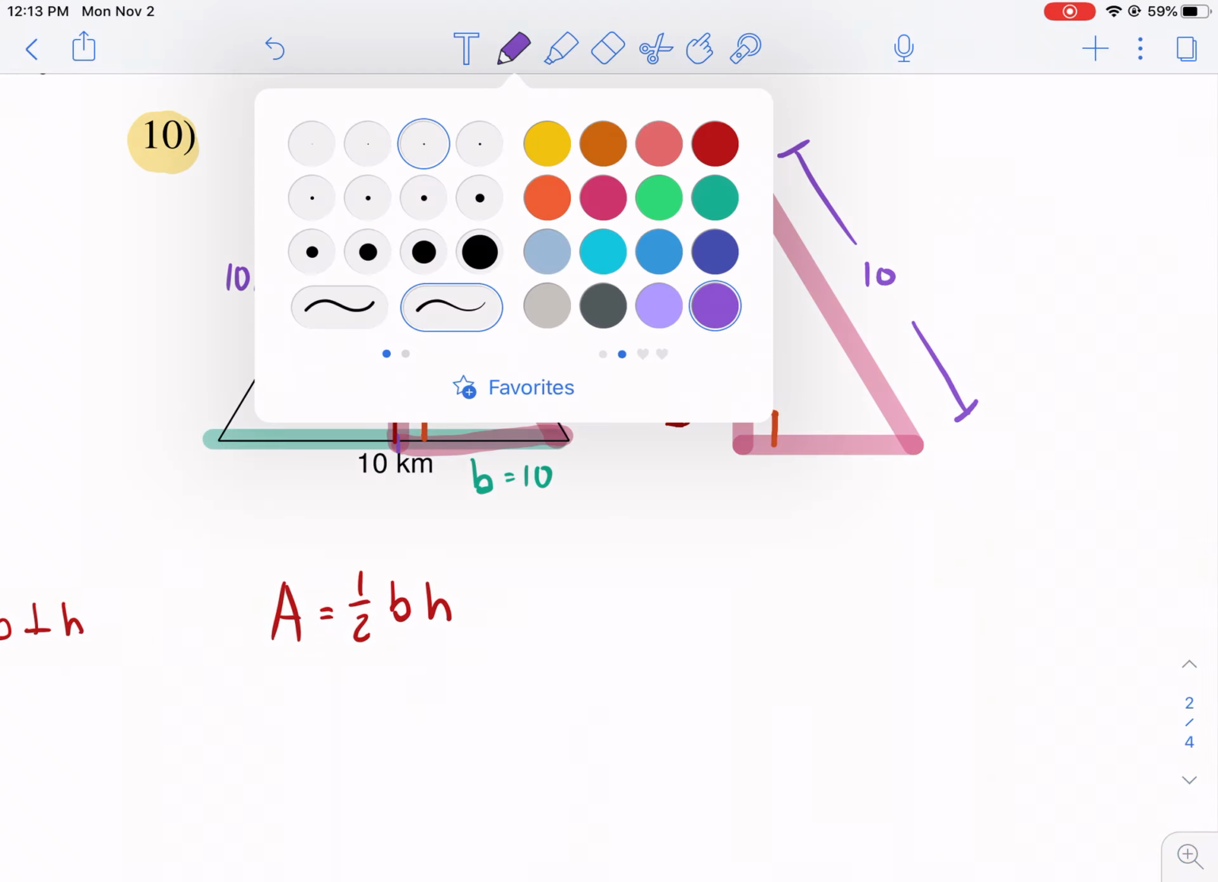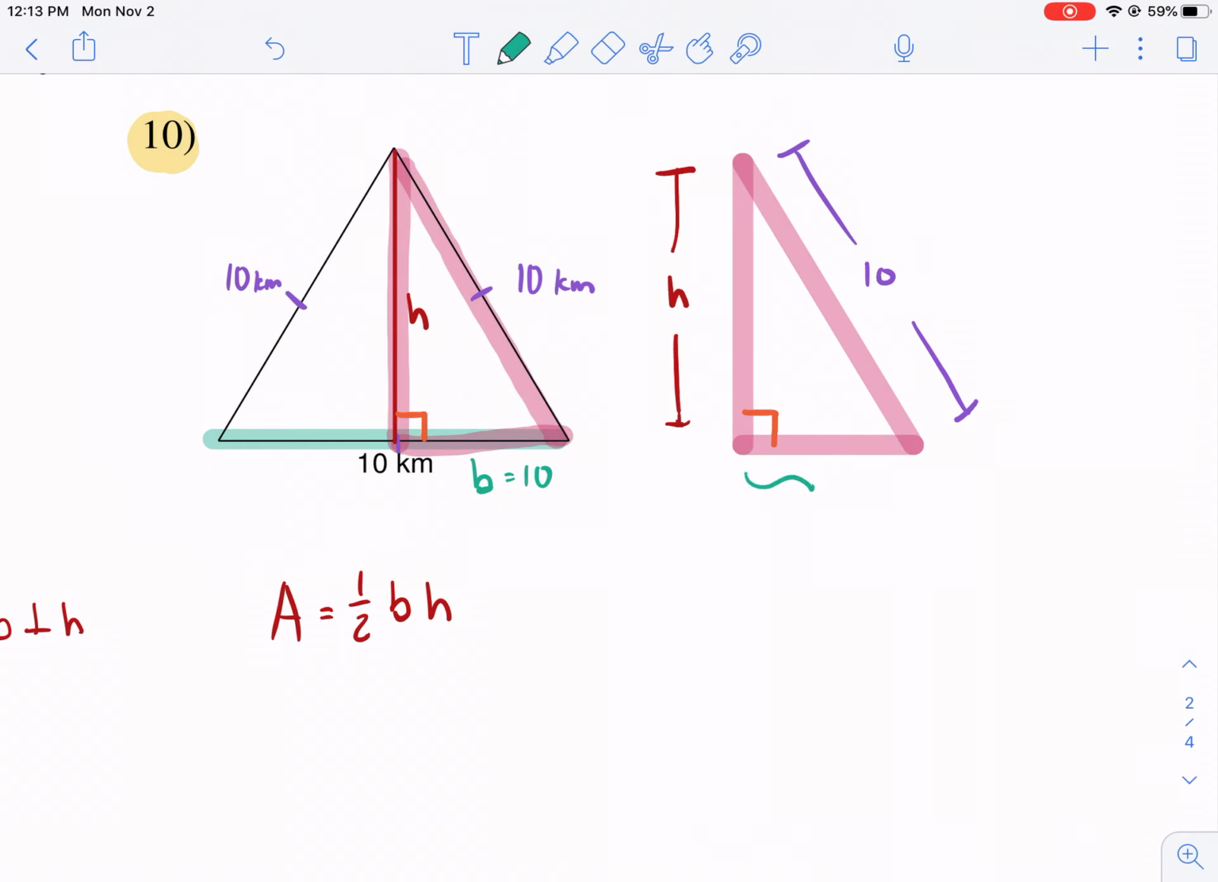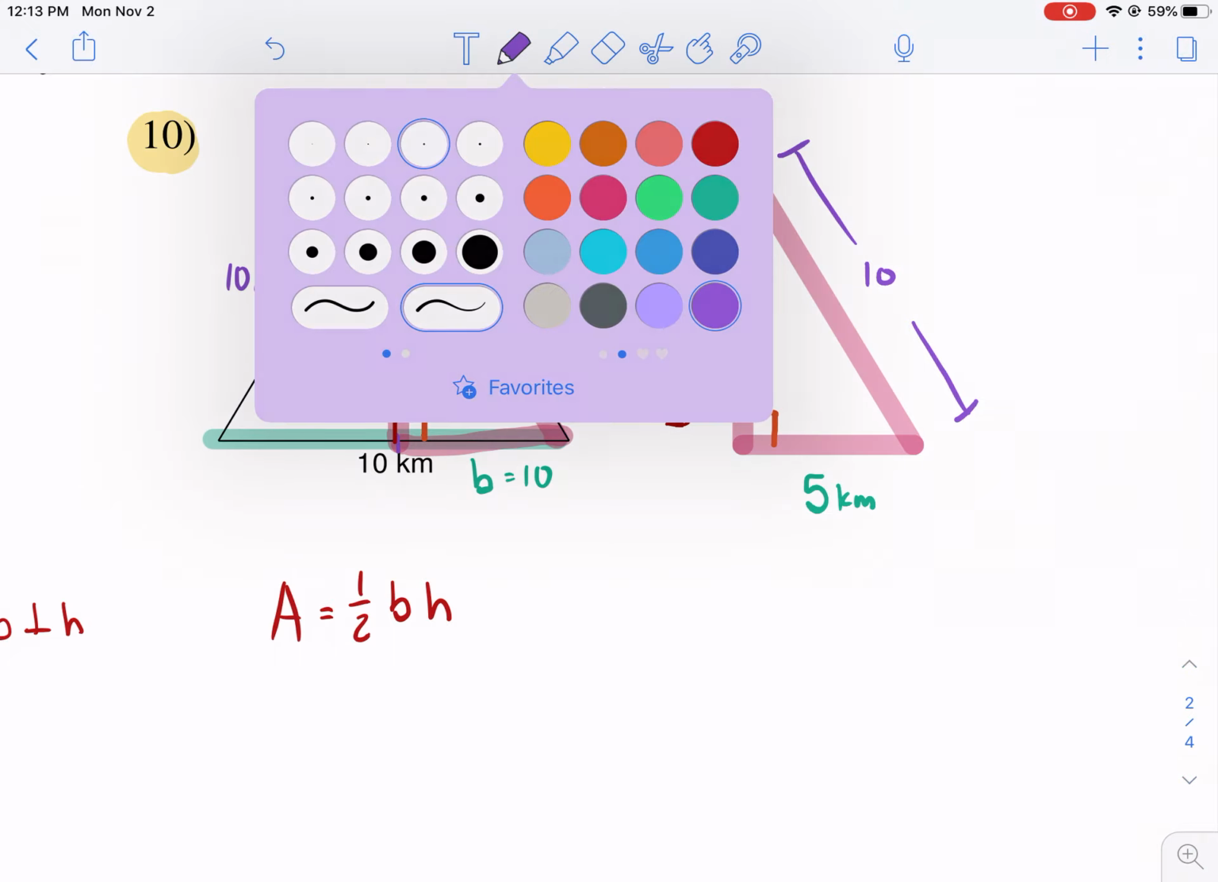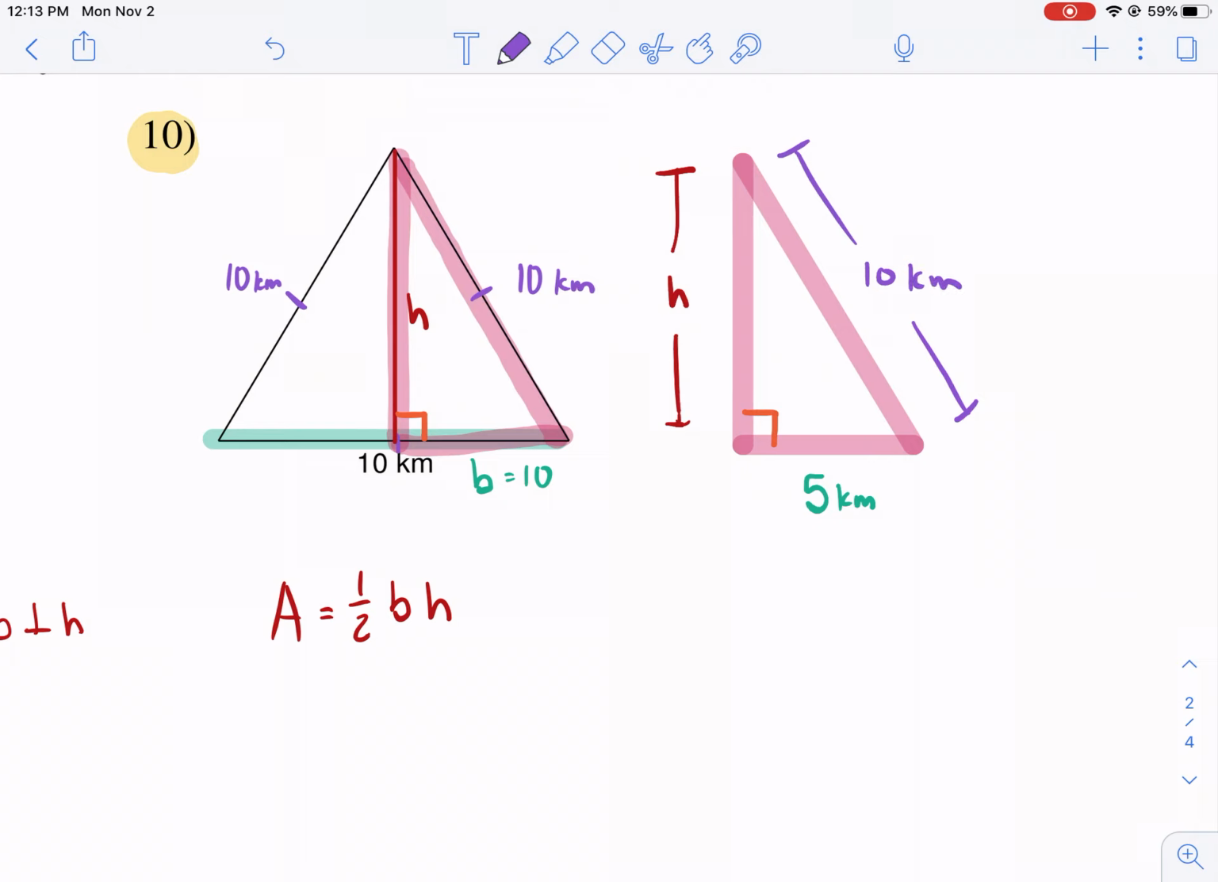Now, what is our base? Well, this particular base is not the same as the whole distance of the big base of the equilateral triangle. Now we're only considering the right triangle, so this is half our base. So this is only 5 kilometers. Let's write the units for this one. So we have 10 kilometers here, and that's 5 kilometers.